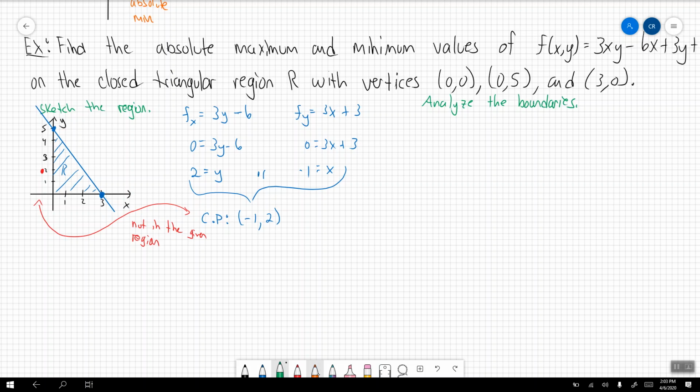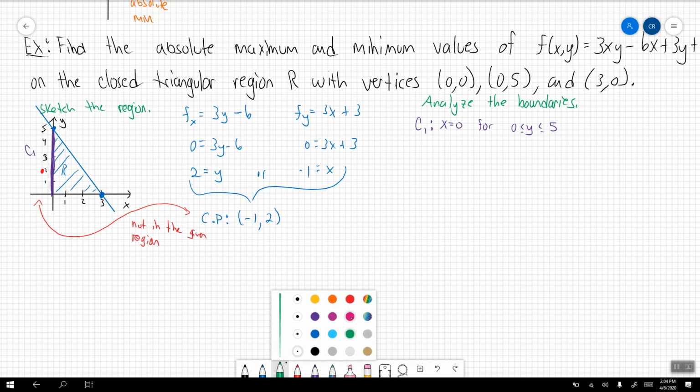So let's look at those boundaries. And I'm going to highlight the boundaries, or let's say I'm going to mark the boundaries with different colors. The first boundary for this region is right here. And that equation for that boundary, let's call that curve 1. Curve 1 has an equation of x is equal to 0, and this only works for the y values that are bounded between 0 and 5.